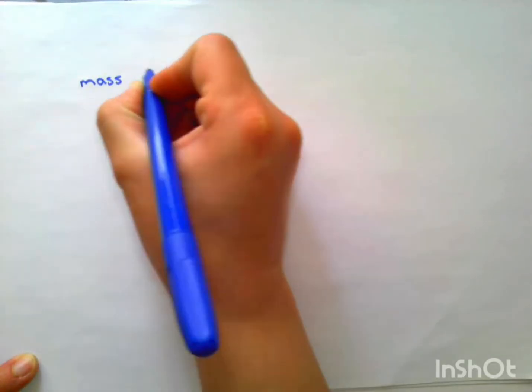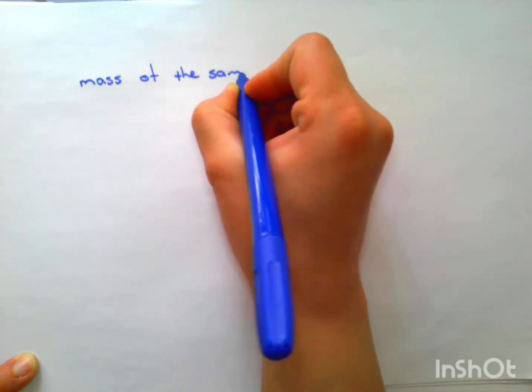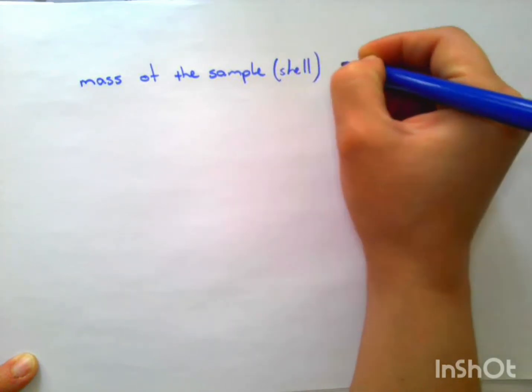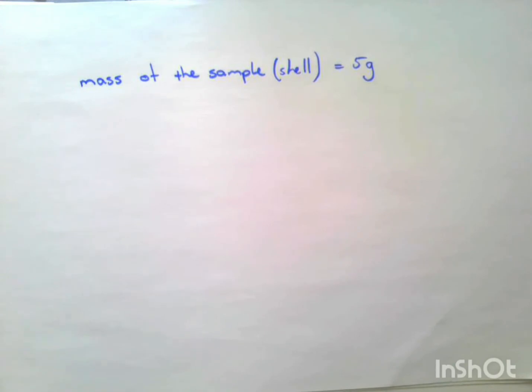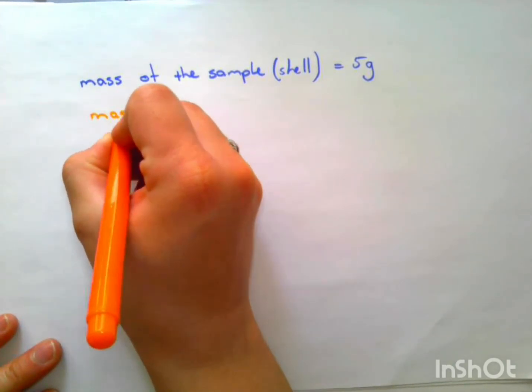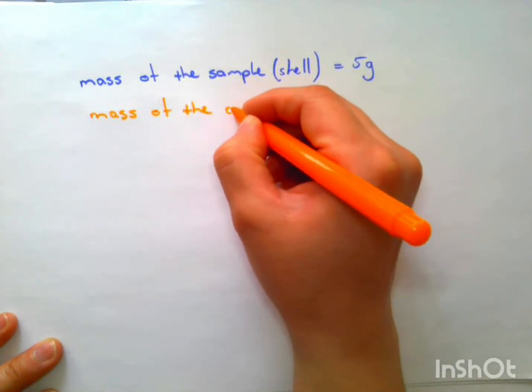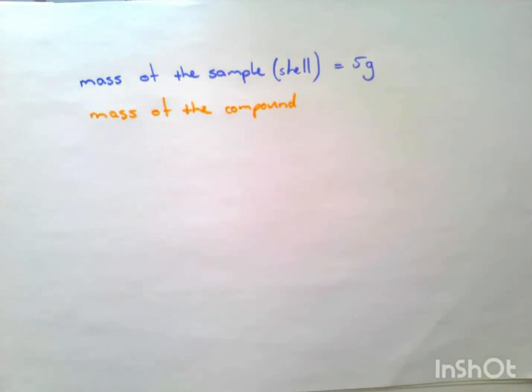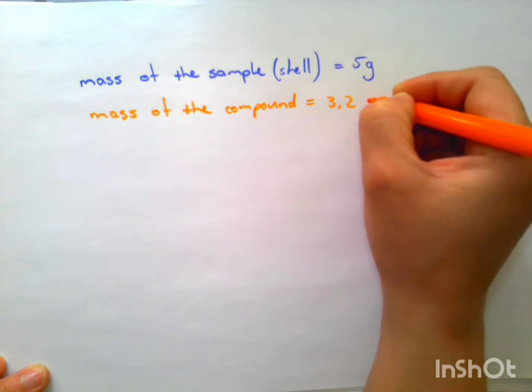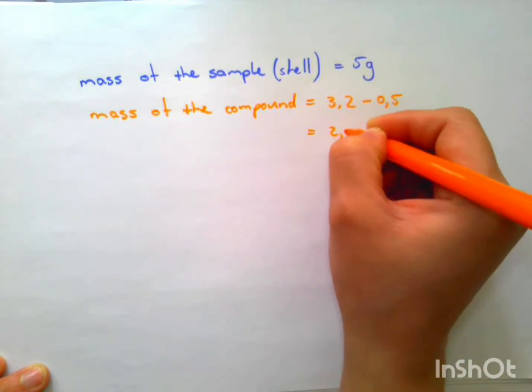All right, so let's first look at what they give us. They tell us the mass of the sample, and in this case, it's the shell. So the mass of the sample was equal to 5 grams. And the mass of the compound, now here you just need to pay close attention to what they actually say. They say that the mass of the calcium carbonate and the crucible is 3,2 grams, and the mass of the crucible by itself is 0,5 grams. So to get the mass of the calcium carbonate, we have to subtract 0,5 from 3,2. That's 3,2 minus 0,5, and that gives us 2,7 grams.